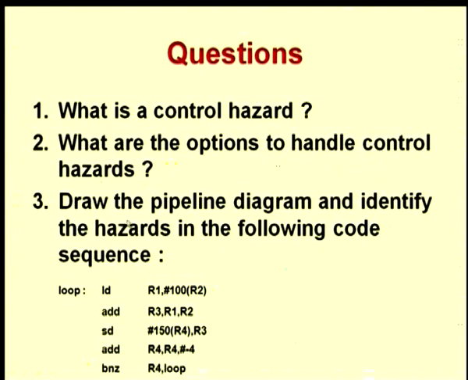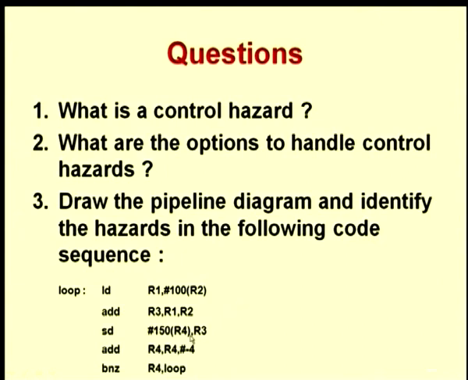Question number 3, draw the pipeline diagram and identify the hazards in the following code sequence. You have a code sequence here which consists of the following instructions: load R1 comma hash 100 of R2. Now, I have given R1, R2, R3 as registers here. So, this will be the destination first and then followed by the source registers. Add R3 comma R1 comma R2. This indicates that R1 and R2 are added and then stored in R3, the usual convention that we have been following in this course. And then you have a store instruction and then an add and then a branch. So, identify the hazards in this.